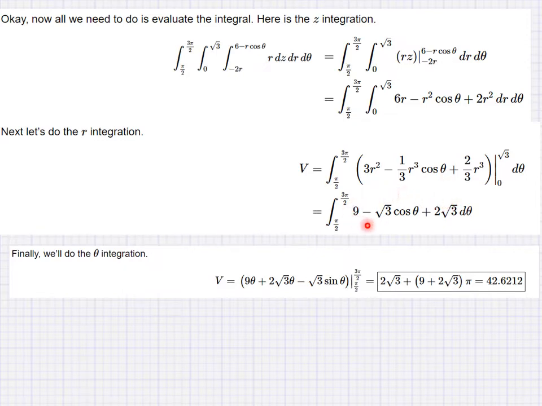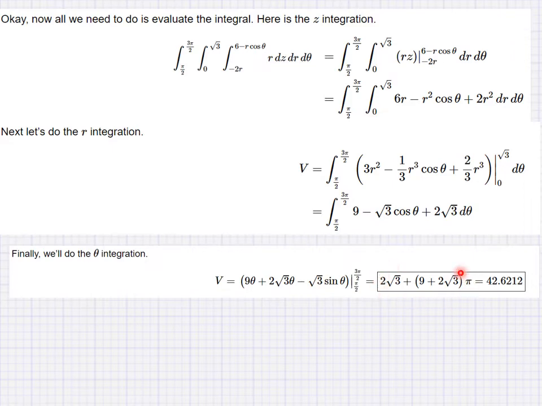And now we're going to integrate that with respect to theta. So 9 would be 9 theta. This would turn into minus square root of 3 sine theta. And then the last one here, switching the order up a little bit, would be 2 square root of 3 theta. So then theta goes between 3 pi halves and pi halves, and we'll plug that in for theta everywhere. Subtract. This is what we get: 2 plus square root of 3 pi, plus 2 square root of 3. You can leave your answer like that.